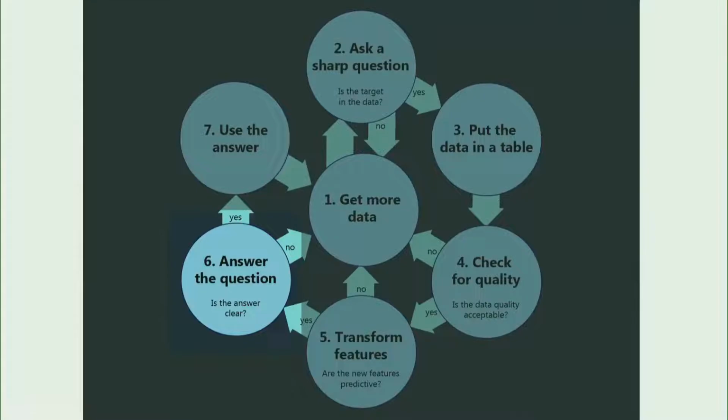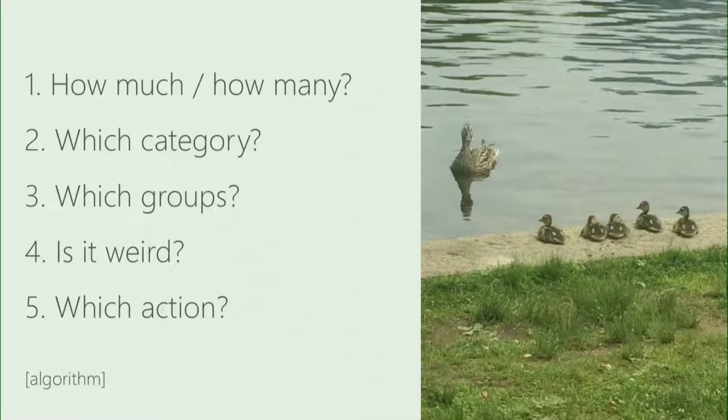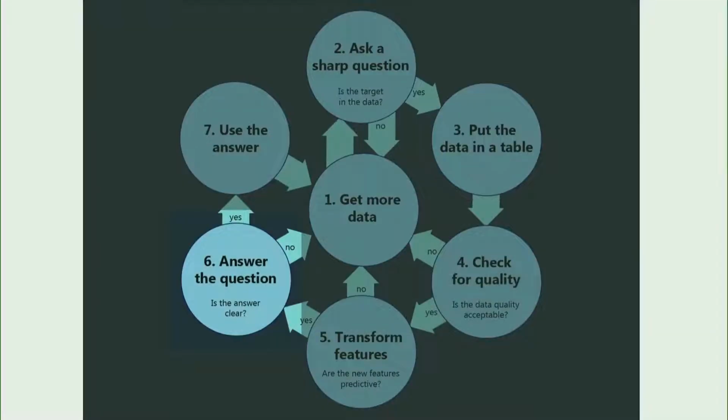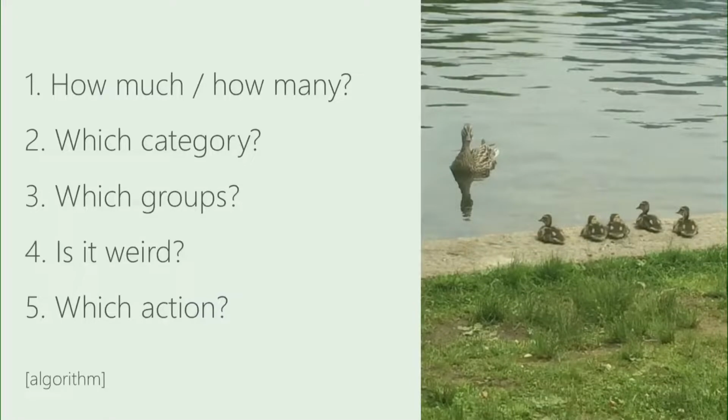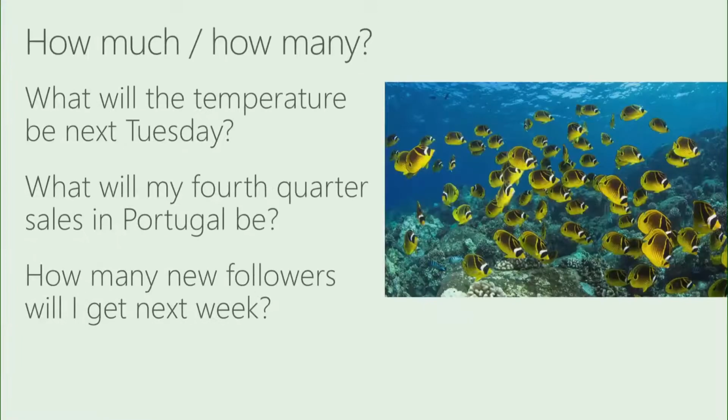Now, we have our features. The next step is to answer the question. So, a little detour here. This little number 6. This is all of machine learning. So we're going to do it real quick. At an overview, there are just 5 different questions that machine learning can answer. 5 types of questions. So the first one is how much or how many?